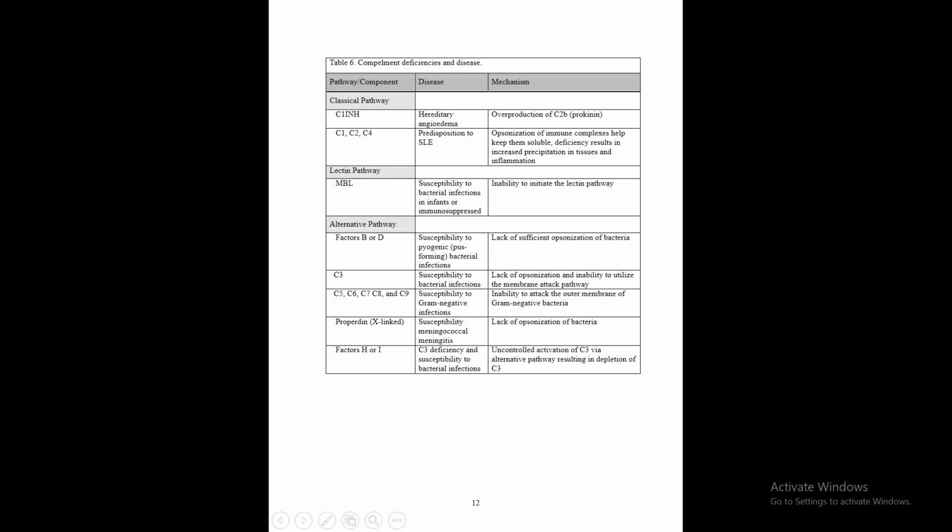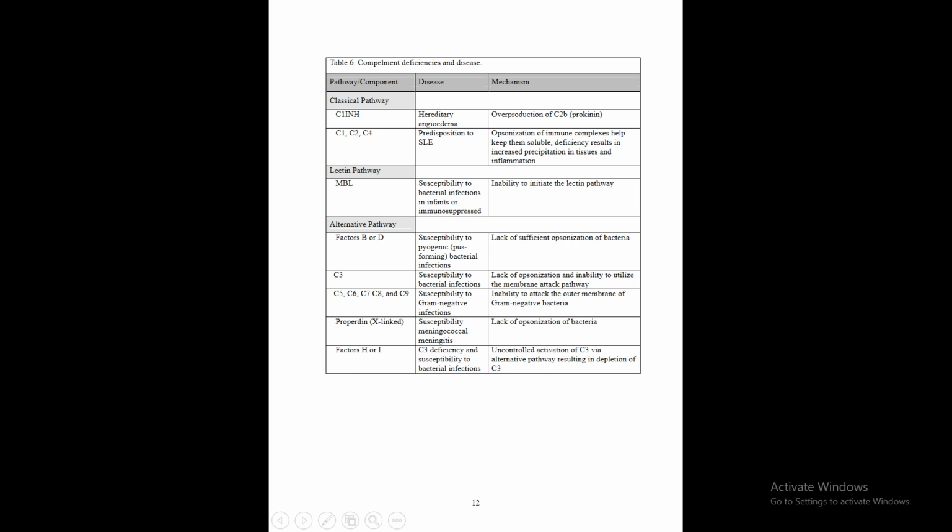In the lectin pathway, mannose binding lectin deficiency causes susceptibility to bacterial infection in infants or the immune suppressed. The mechanism is inability to initiate the lectin pathway. In the alternative pathway, factor B deficiency causes susceptibility to pyogenic infection, due to lack of sufficient opsonization of the bacteria. Complement 3 deficiency causes susceptibility to bacterial infection, lack of opsonization, and inability to utilize the membrane attack complex.